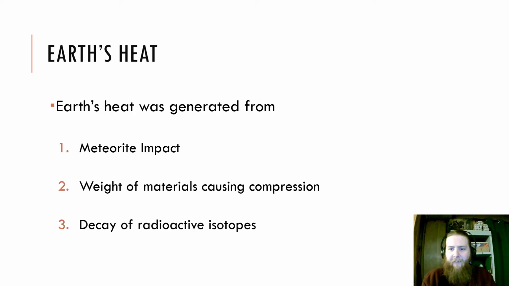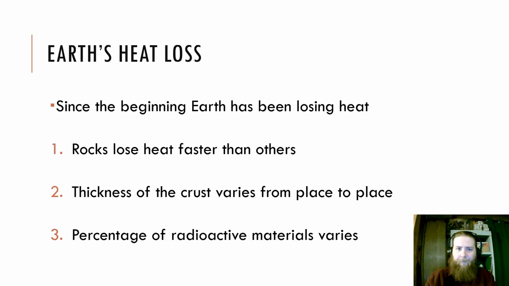So the heat inside of the Earth was generated from three things: the meteorites impacting, the weight of all this material causing compression, and decay of radioactive isotopes, things like uranium and carbon and iodine. All of these have radioactive isotopes that as they decay, they produce heat. This is what keeps a lot of heat in the crust going.